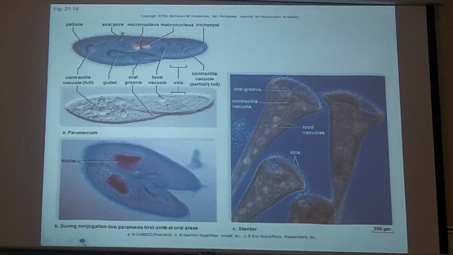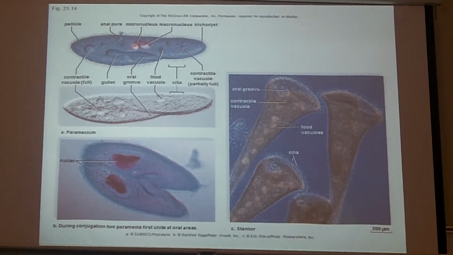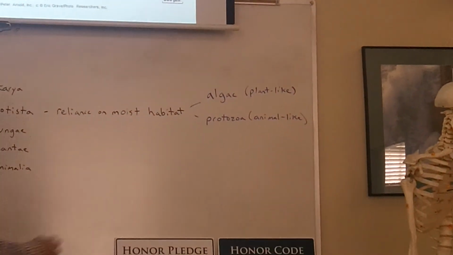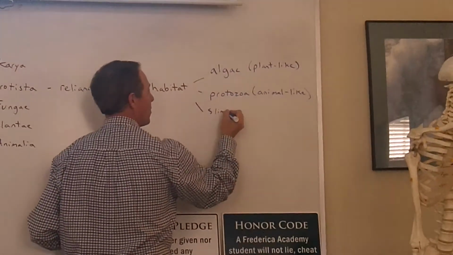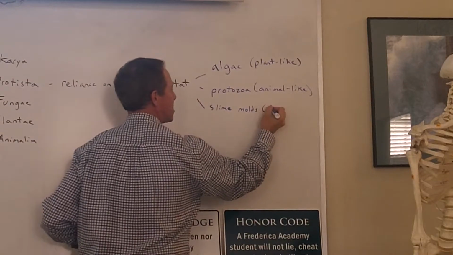Now, some of these protists are animal-like, in which case they have to eat food. So you have your algae, which are your plant-like protists. They can do photosynthesis. And then you have what's called your protozoa, which are your animal-like protists. And then there's another type called your slime molds, which are your fungus-like protists.